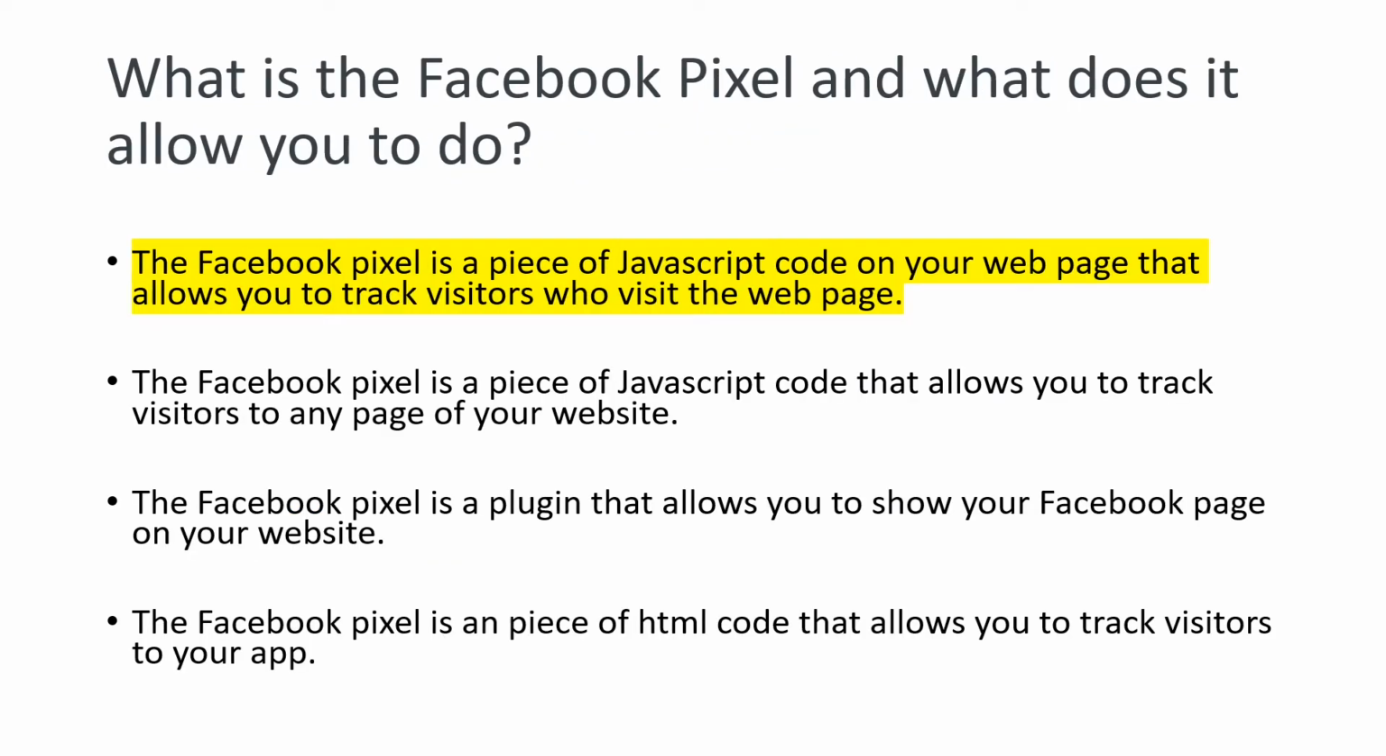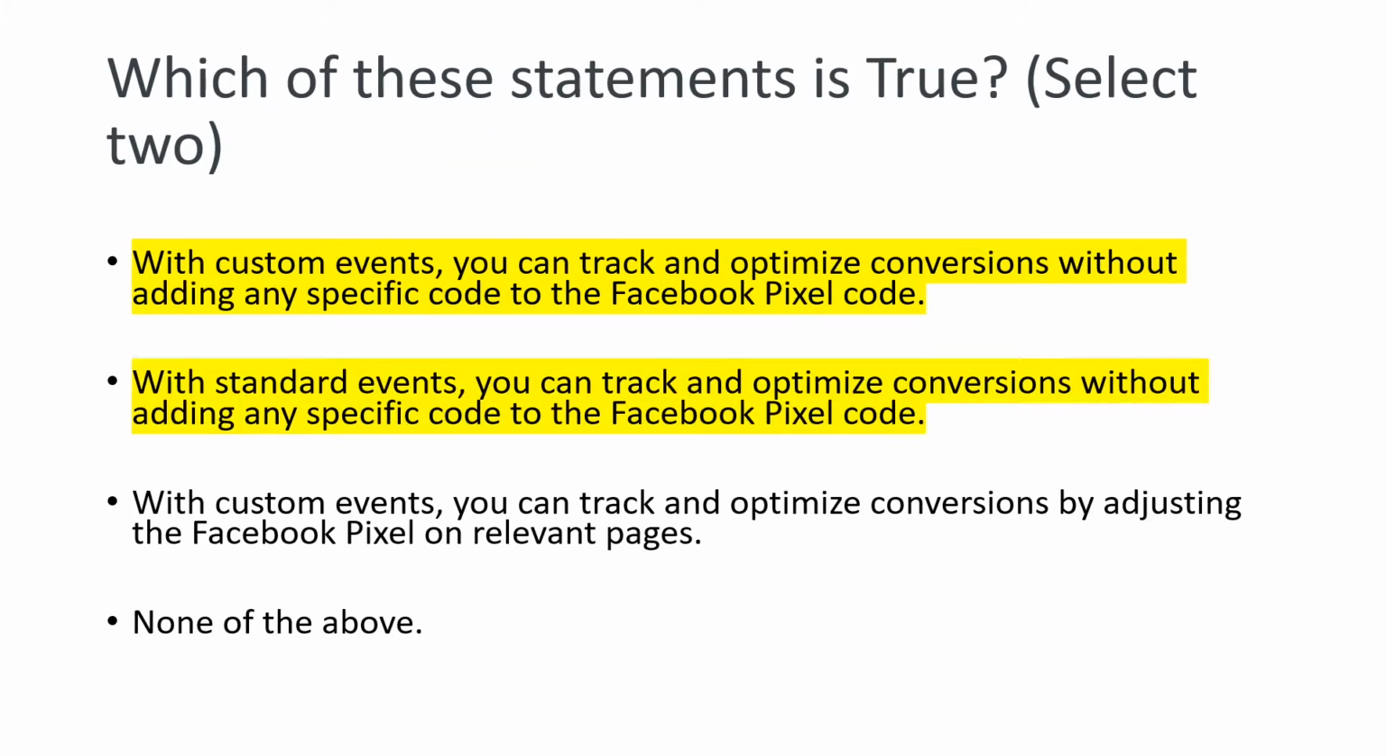58. What is the Facebook pixel and what does it allow you to do? The Facebook pixel is a piece of JavaScript code on your web page that allows you to track visitors who visit the web page. 59. Which 2 of these statements is true? With custom events, you can track and optimize conversions without adding any specific code to the Facebook pixel code.